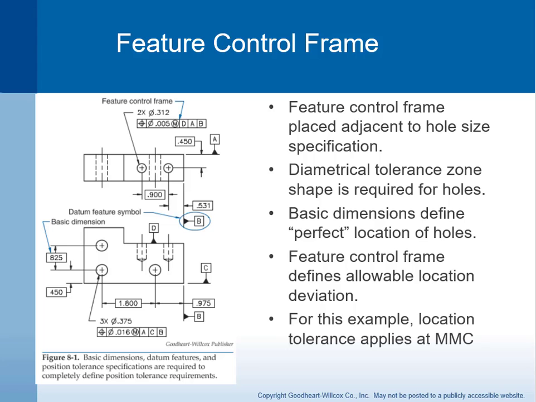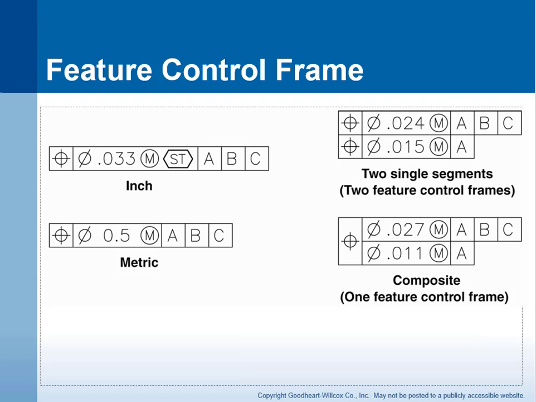So let's talk about some more feature control frames. We can have an inch feature control frame or a metric. We can have two single segments, two feature control frames, or we can have a composite feature control frame. We're going to talk about what that means.